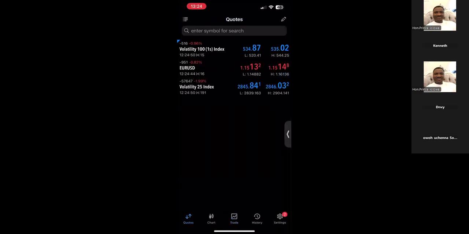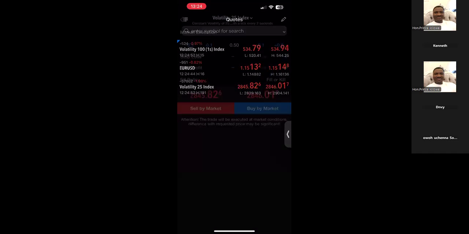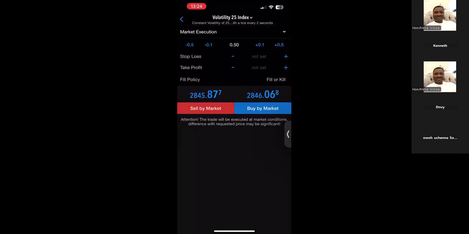The same trade, the same market. Click it again. Click trade. It will now show you the original lot size. The lowest lot size for this is 0.50.